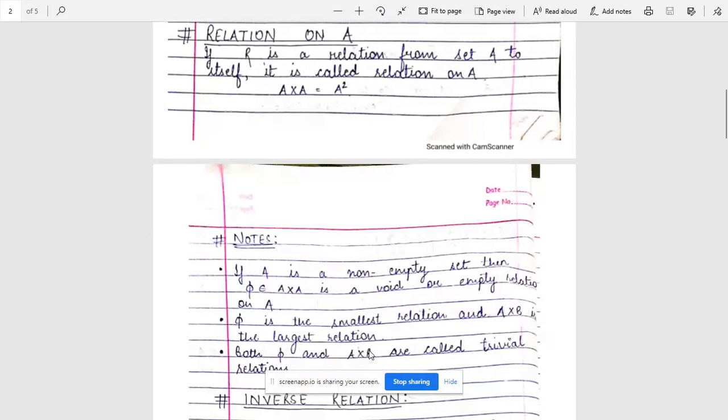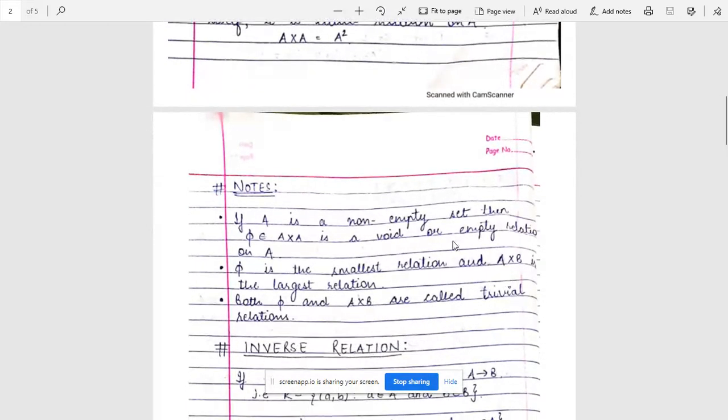Now very important things: if A is a non-empty set, then phi, which is a subset of A cross A, is a void or empty relation. You must know phi is a null set, that's why here phi is an empty relation. Second point, phi is the smallest relation and A cross B is the largest relation. Always you must know, from an objective point of view, what is the largest relation and what is the smallest relation. And both phi and A cross B are called trivial relations. These things you have to note in your notes.